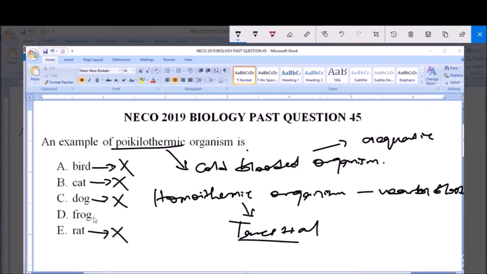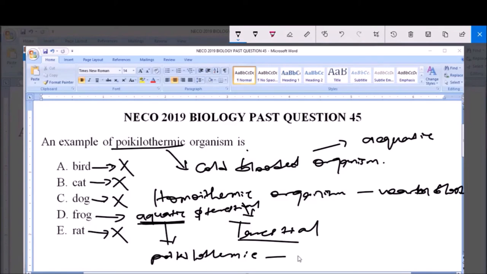Now option D says frog, and as you know, frogs live in both aquatic and terrestrial habitats, but mostly they live in aquatic habitats, and so frogs are poikilothermic animals. They are poikilothermic organisms, that is, cold-blooded organisms. Another example of a cold-blooded organism is the fish. Fish is also cold-blooded. So the answer to this question is option D, frog.